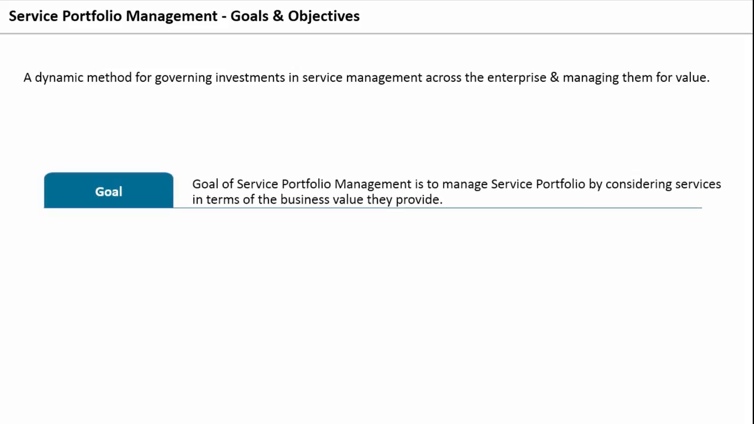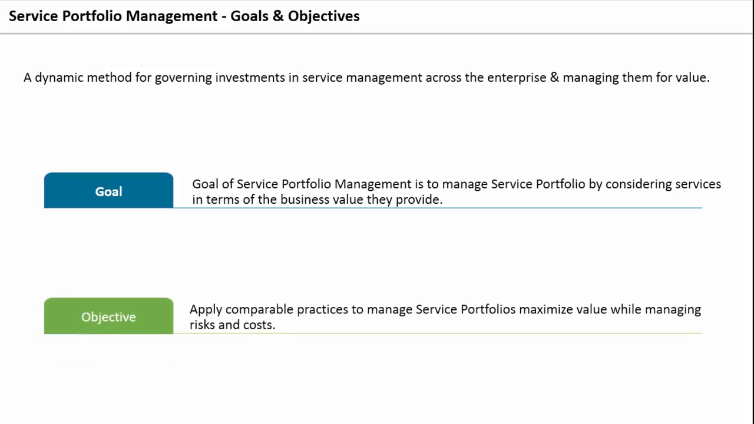The goal of service portfolio management is to manage the service portfolio by considering services in terms of the business value they provide. The objective is to apply comparable practices to manage service portfolios, maximizing value while managing risk and costs. A service portfolio describes a provider's services in terms of business value. It articulates business needs and the provider's response to those needs.